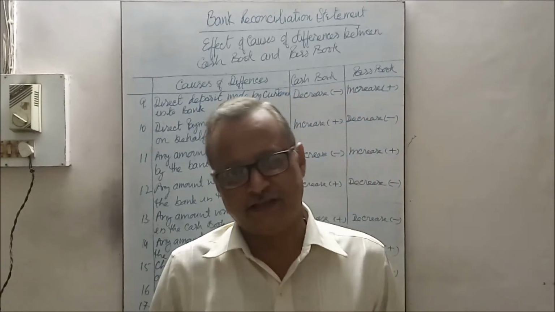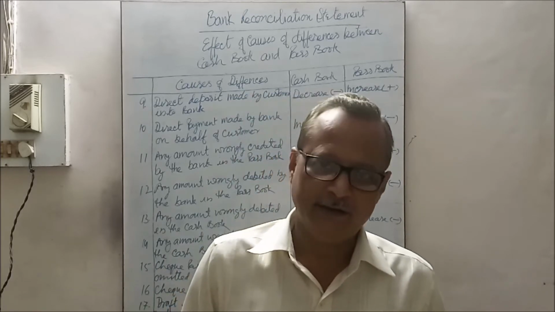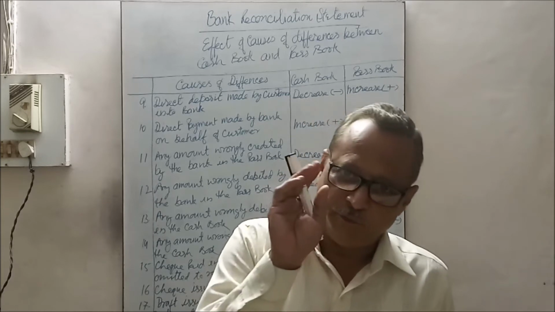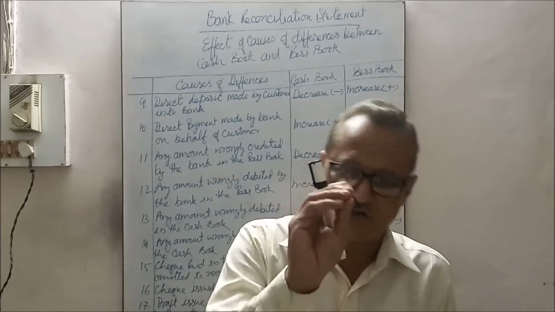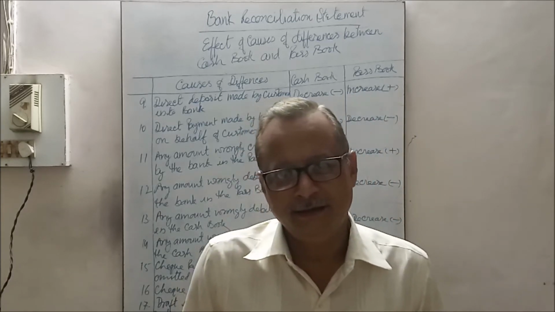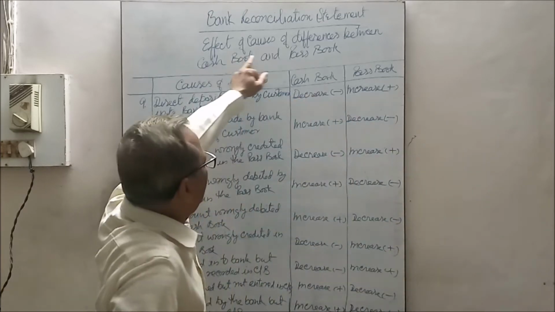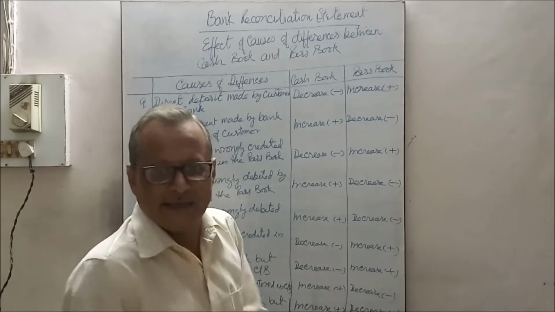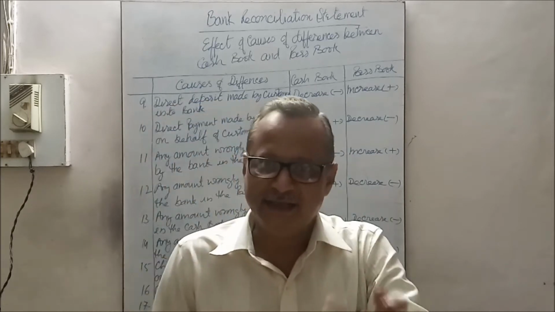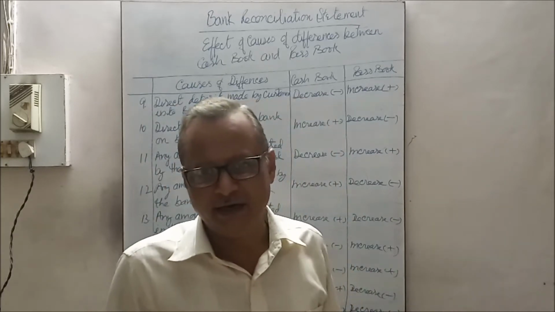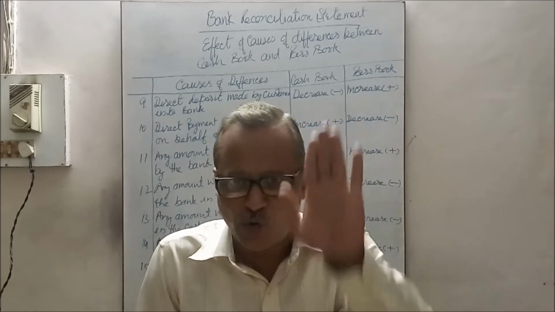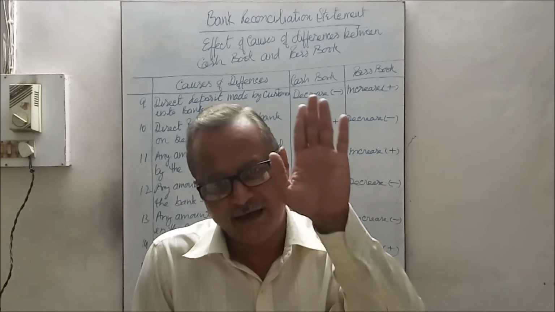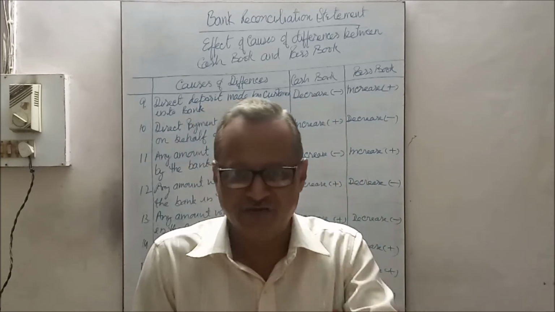As we were discussing the bank reconciliation statement, in that chapter we just finished the effect of causes of difference between cash book and passbook. Some part we have already discussed. Now some more items are there. Then we will learn how those items affect the cash book and passbook balances.